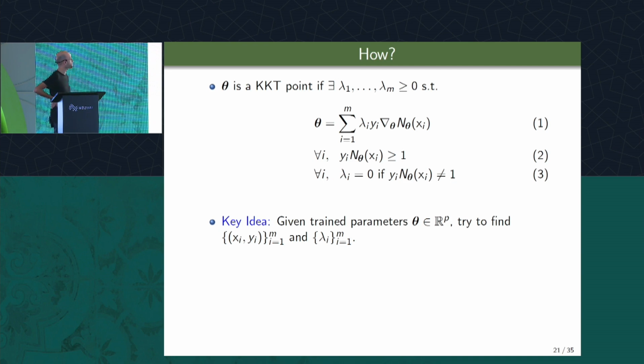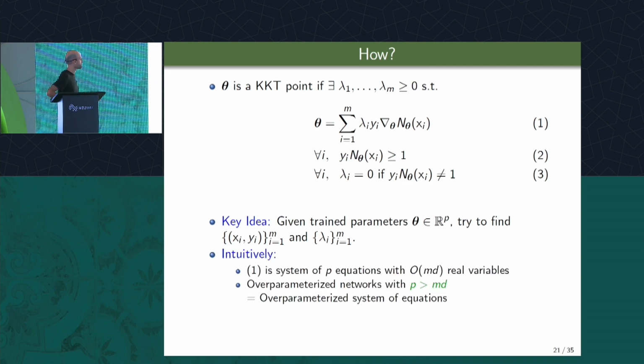Now, why would I have any hope of succeeding? At least information theoretically, because when we talk about large-scale neural networks, I have many more parameters than training examples. Then what I have here is essentially a nonlinear system of equations with p equations, one equation for every network parameter, and I have m times d variables. So these are all parametric networks. I can hope that p is larger or even much larger than m times d. Hence, I should have enough information to recover the data given the network parameters.